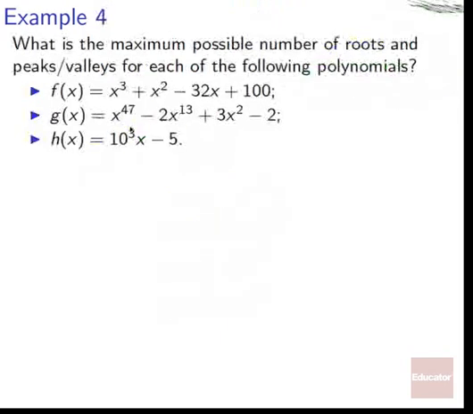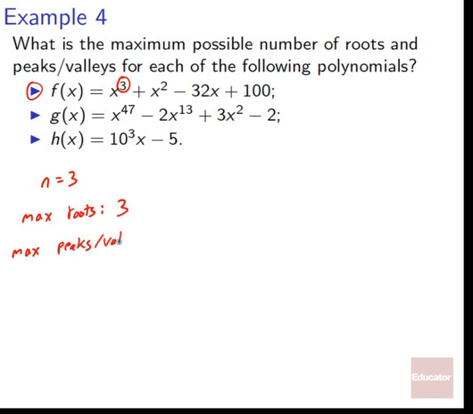Great. Final example, what is the maximum possible number of roots and peaks/valleys for each of the following polynomials? So for our first one, f of x, we notice, hey, this has got a degree of 3, so n equals 3 means maximum number of roots it can have is 3, and max peaks/valleys is 1 less, n minus 1, 3 minus 1 is 2. So maximum number of roots is 3, maximum peaks/valleys is 2.